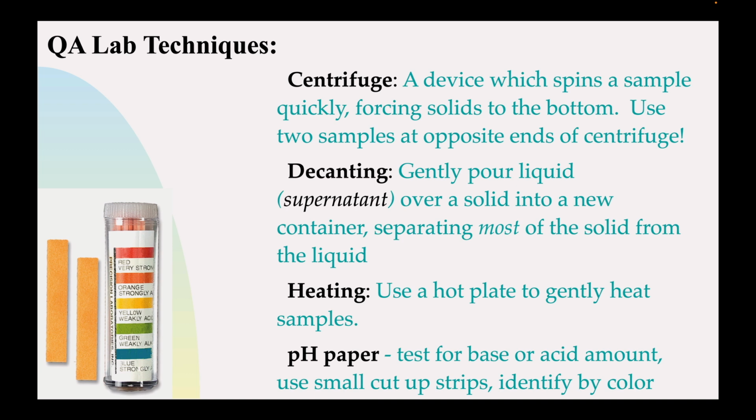Another technique we're going to use is pH paper. On the left-hand side there, that shows one version of pH paper that we use. pH paper usually comes in long rectangular strips, and you want to cut those strips into 4 or 5 little pieces and place them on a watch glass. Then dip your stirring rod into the solution that you want to test, and then touch a piece of paper.